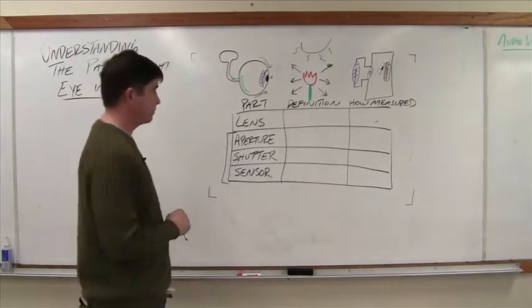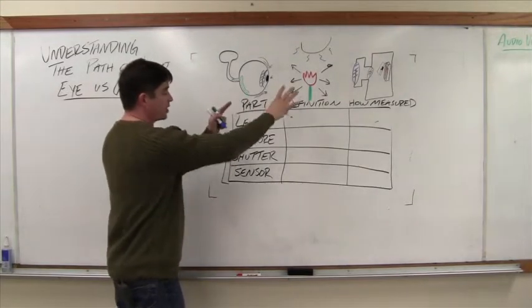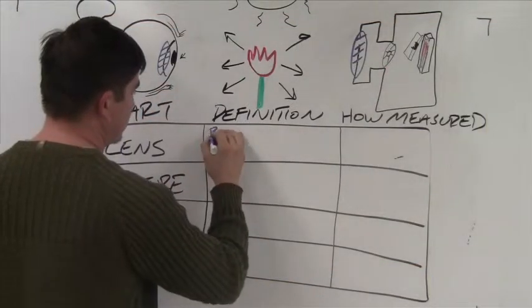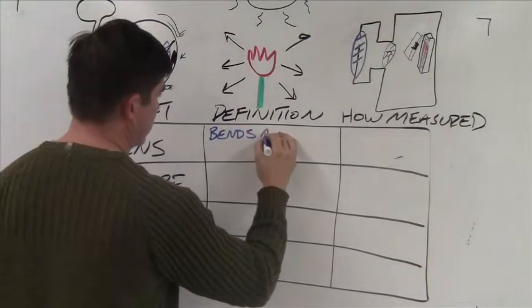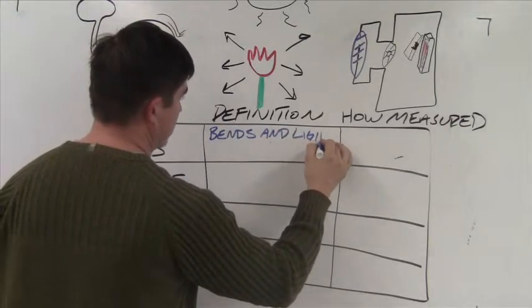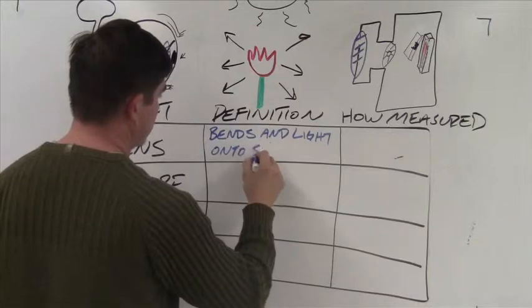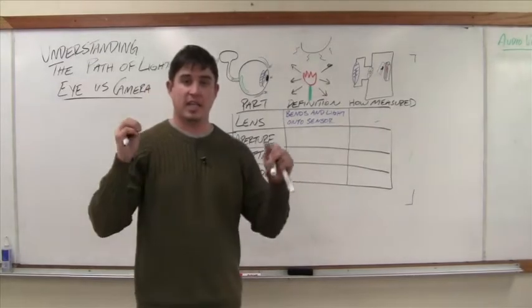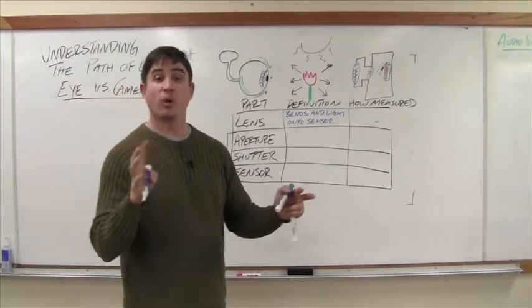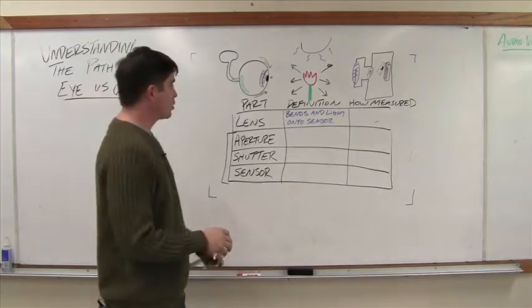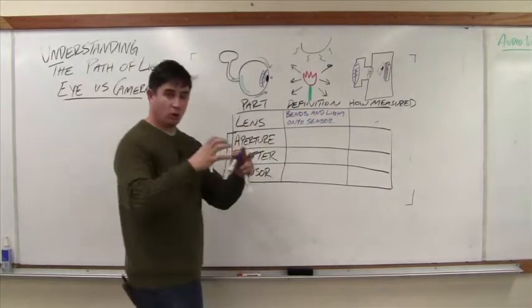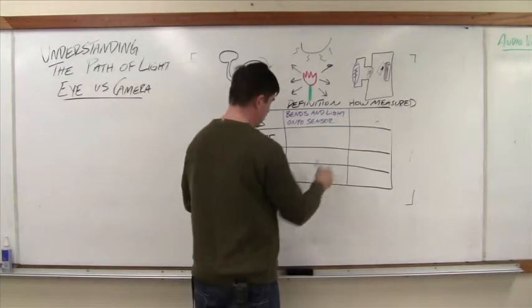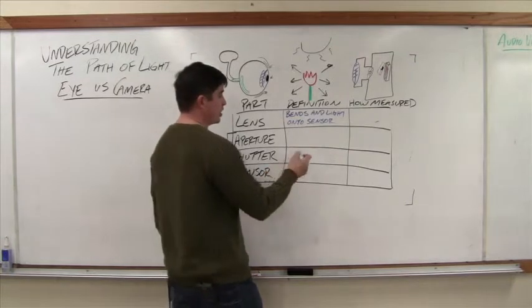Let's define these. Okay? Remember from our discussion earlier, the lens helps us bend and focus light onto the sensor. Okay? Remember, a characteristic of light is it's going to bounce and scatter off of whatever object it's lighting. So we need the lens to control that, to focus our light. Okay? On a digital camera, the lens is measured by focal length.